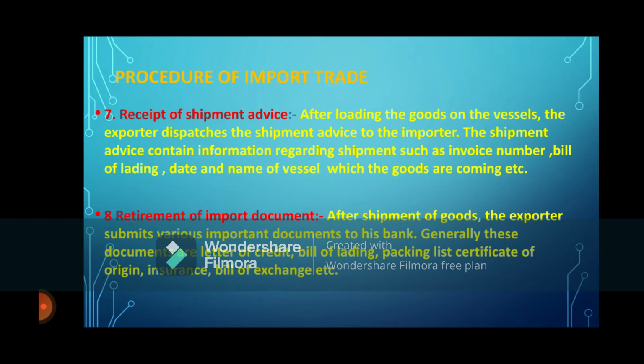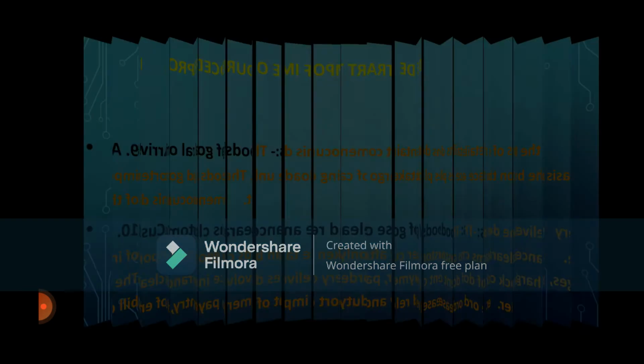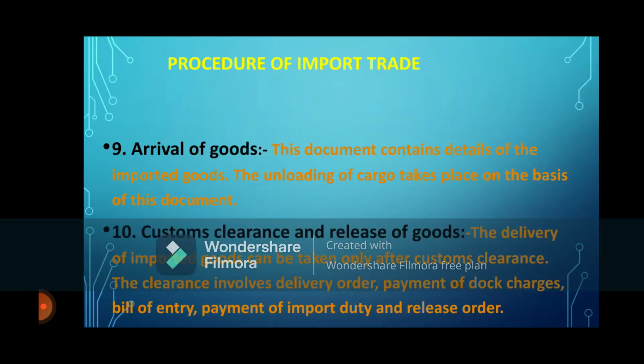And eighth step in this process is retirement of import documents. After shipment of goods, the exporter submits various import documents to his bank. Generally these documents are letter of credit, bill of lading, packing list, certificate of origin, insurance, bill of exchange and so on. And ninth step in the procedure of import trade is arrival of goods.